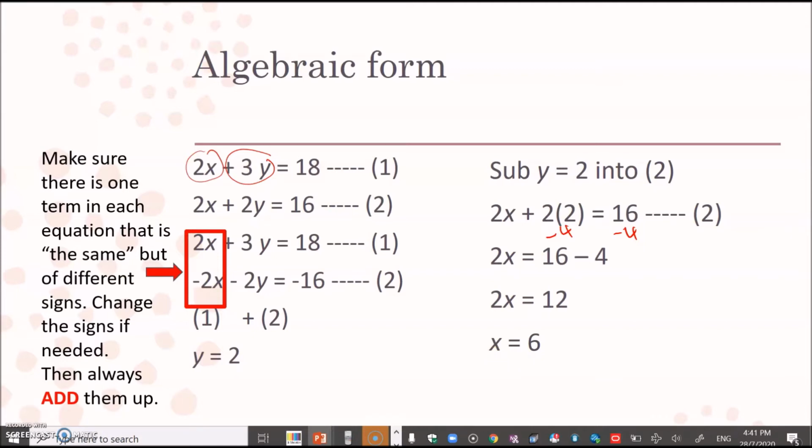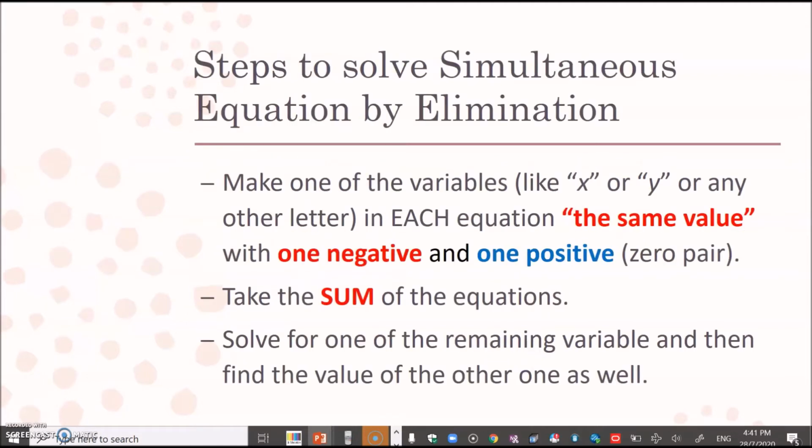Alright, so let's go through some of the steps that we can use for simultaneous equations by elimination. You can choose to eliminate either x or y. It doesn't have to be x all the time, but if you want to, you can. So I've put here that we want it to be the same value. When I say same value means that if you have 2x, then you have another 2x, but one positive, one negative. So 2x and minus 2x, or 5x and minus 5x. Okay, something like that.